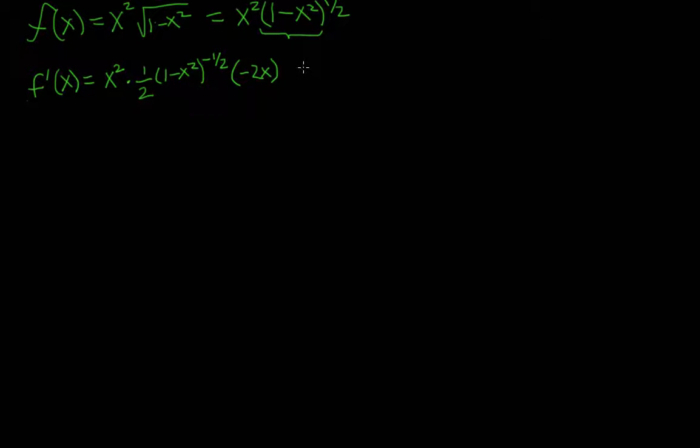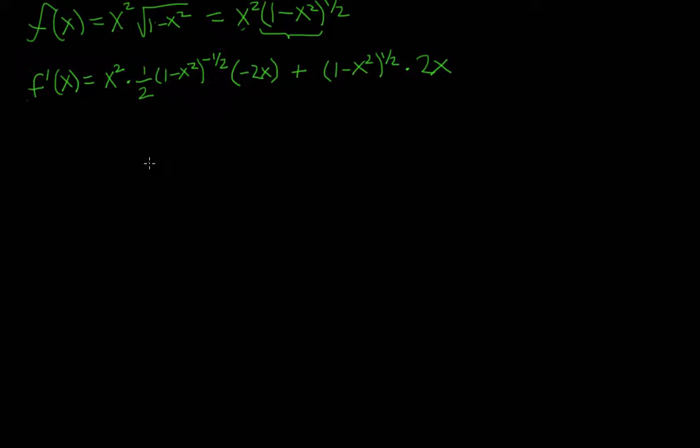Now I'm going to find the second piece of the product rule. So that's going to be my second function, 1 minus x squared to the 1/2, times the derivative of the first. My first function is x squared, and so the derivative is 2x.